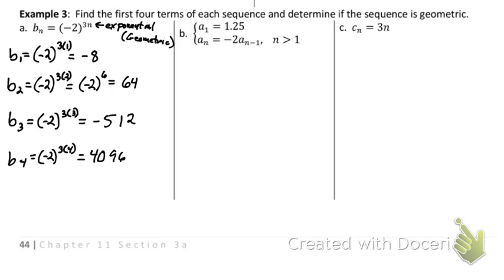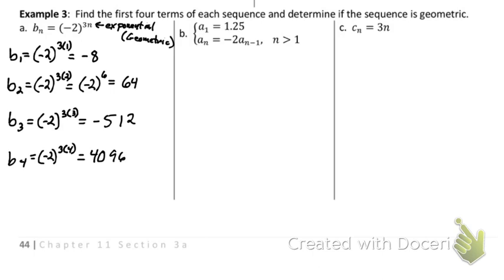If we look at all of these, to get from negative 8 to 64, you'd multiply by negative 8. Negative 8 times 64 equals negative 512. Negative 8 times 512 is 4,096. It is geometric. Your R value is that negative 8.